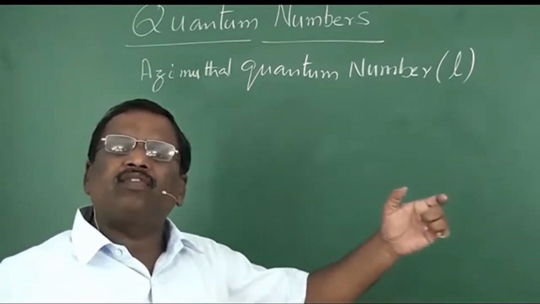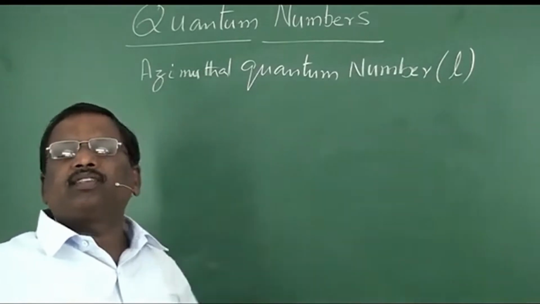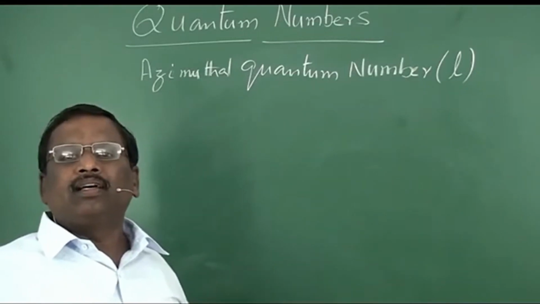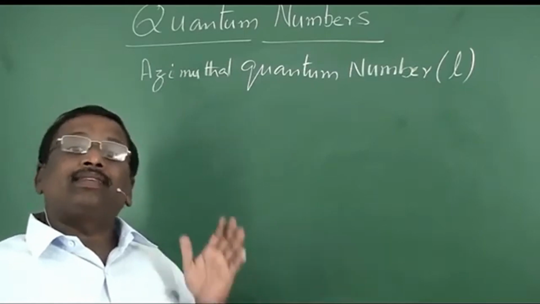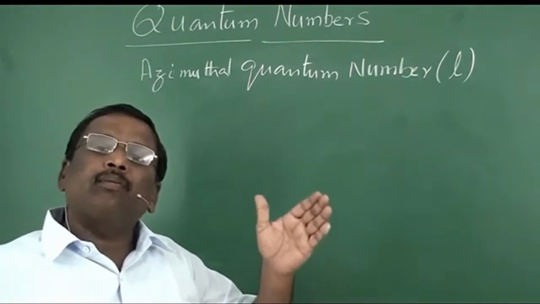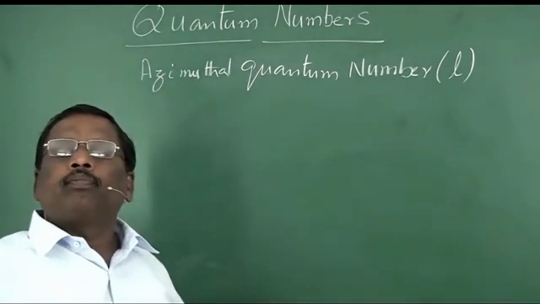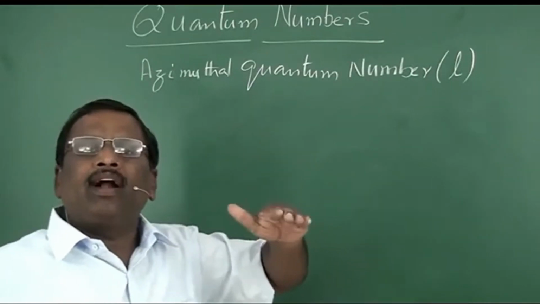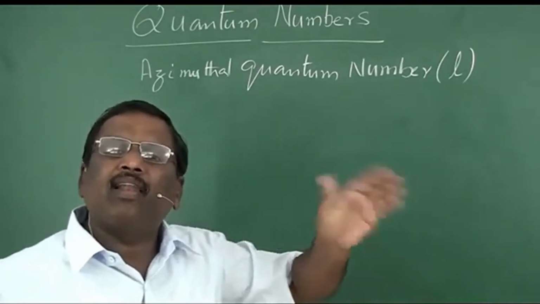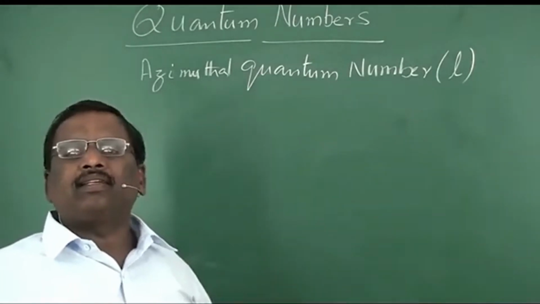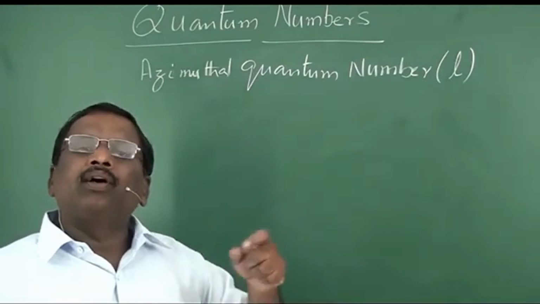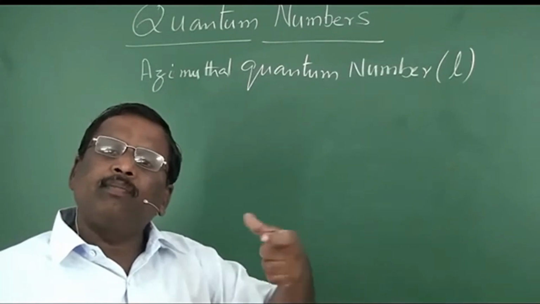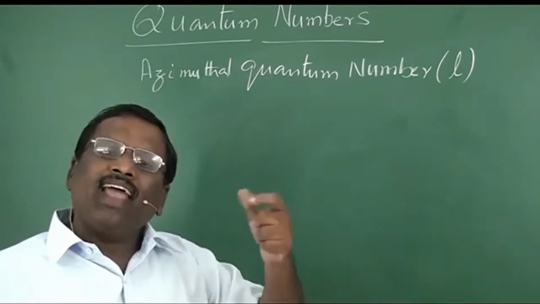So to explain the fine lines of the spectra, Sommerfeld proposed this quantum number, which is known as the azimuthal quantum number. This azimuthal quantum number gives us the information regarding the sub-energy levels that are present in each main energy level. Bohr concentrated only on main energy levels. He had no idea regarding the sub-energy levels present in the main energy level. But Sommerfeld proposed that each main energy level has some sub-energy levels, and the number of sub-energy levels present in a main energy level is equal to its n value.